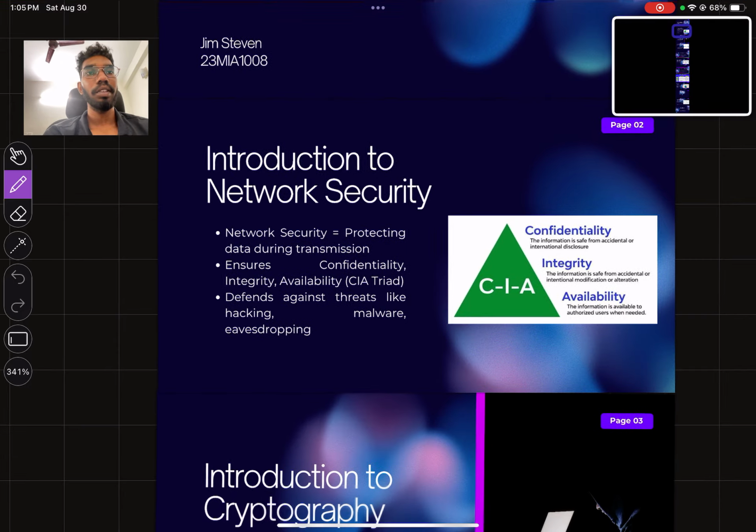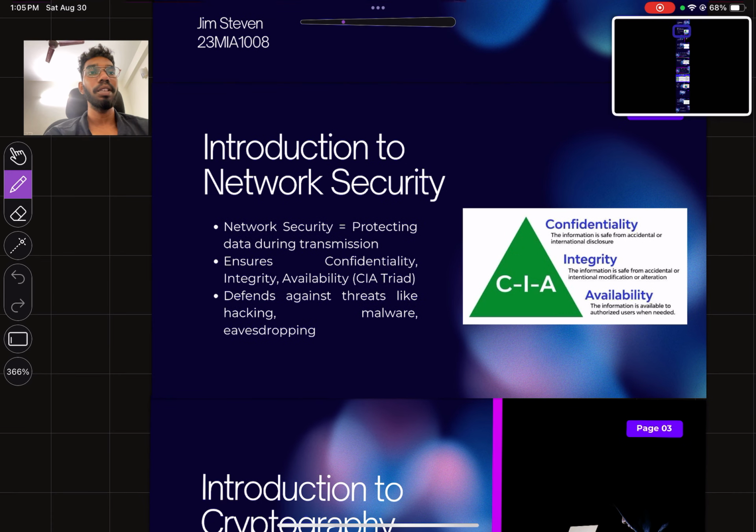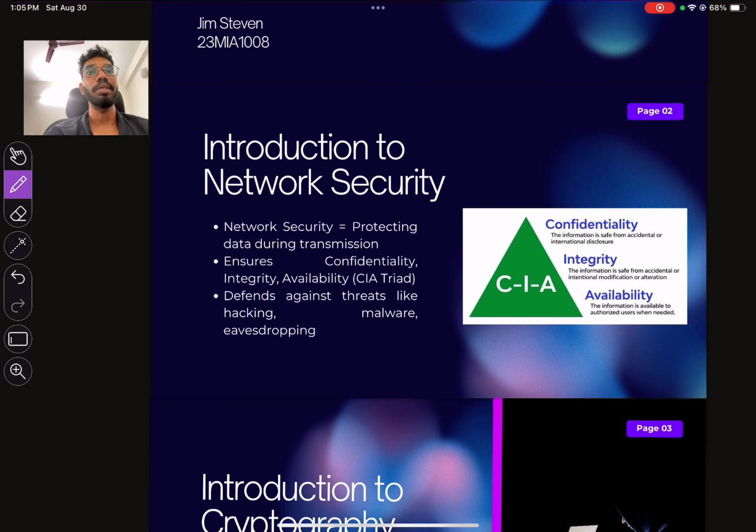So, first, let's see what network security is. Network security is basically the protection of data during the transmission process. So, when the data is being transmitted, you need to protect it. That's very simple, and it can be explained in an easy way using a triad, a triangle called the CIA triad. It is confidentiality, integrity, and availability.